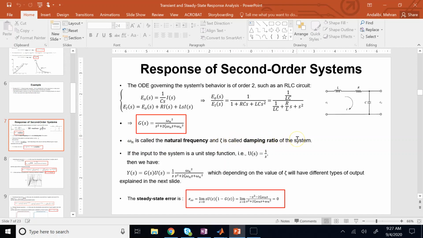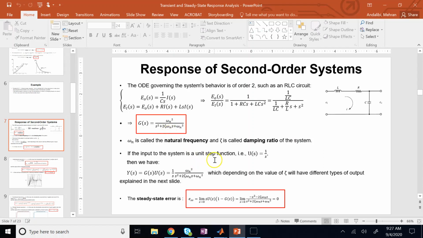Zeta in general is any number, and based on whether zeta is less than 1, bigger than 1, or equal to 1, I'll show you we have different types of responses for the system. Now, let's see that.